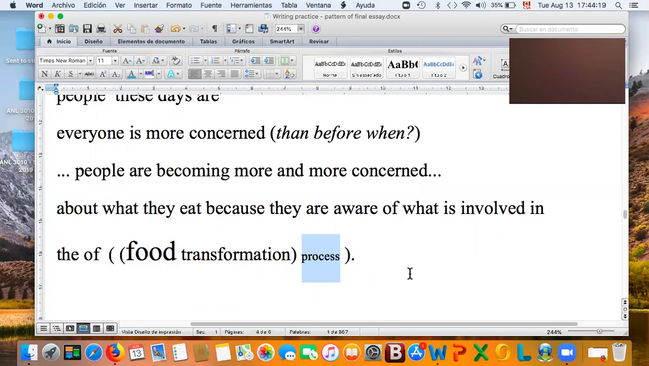You would expect to hear something like food transformation processes, but that is something we don't do. We never do that. So what happens here is that the strong accent is here, and the rest of this is on the same level.